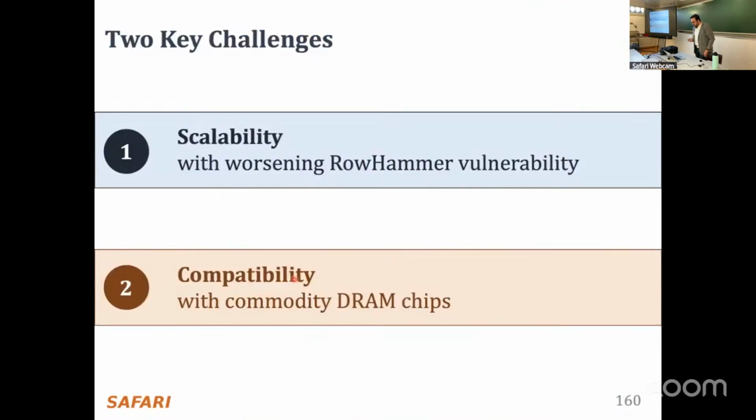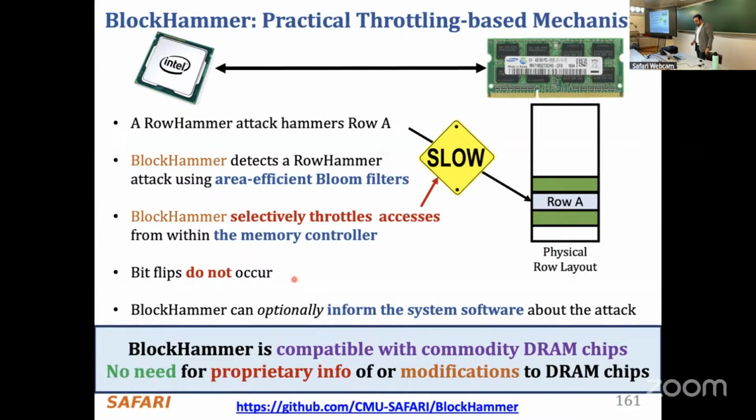Okay, I don't have that slide here, but I can easily show it here. So let's say a RowHammer attack hammers a row A. Here is row A. And the mitigation mechanisms before BlockHammer were proposing to refresh row A-1 and A+1 after detecting that row A is being hammered.